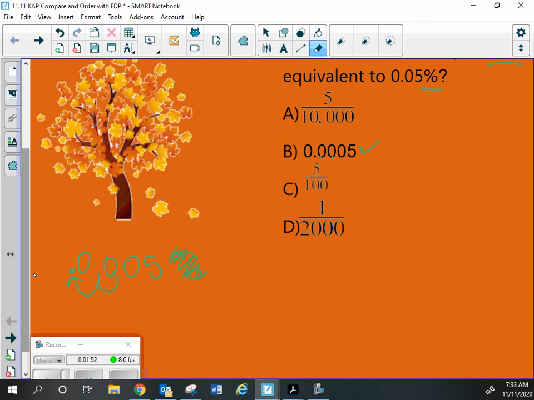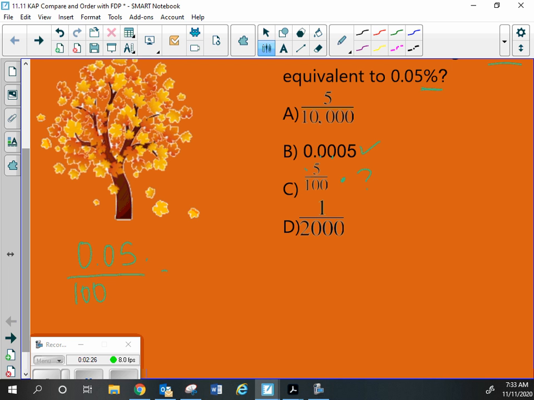I probably could have guessed that since there are so many fraction options. So let's look at those, okay? As we said, because it's a percent, we can write 0.05 out of 100. I noticed that this one has 100 as the denominator. The numerator doesn't match, but the denominator does. So I'm going to put a little question mark next to that one, because that numerator doesn't match. I'm like, oh, I don't think that's the right one. Okay, but let's check these other two.